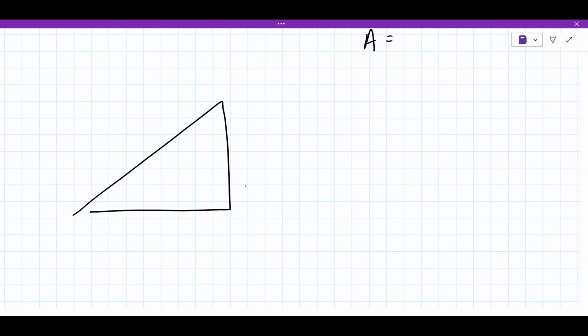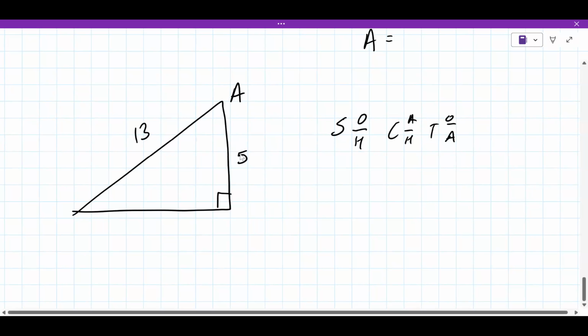So here's a new problem for us to look at. This time, though, I'm not going to give you all the sides. I'm just going to give you two of the sides. Let's say we wanted to find angle A, and SOH-CAH-TOA is the mnemonic to help you remember what you've got here. So relative to angle A, what is 5 and what is 13? The adjacent, the opposite, the hypotenuse?